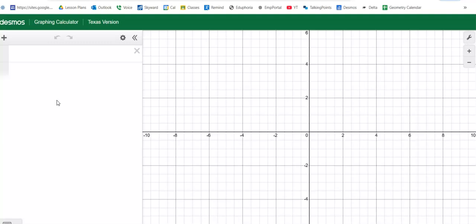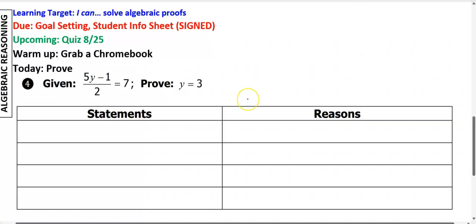Does anyone not know how to use Desmos? Never used it before. Okay, so y'all have had some experience here. So let me show you how to do this. This is number 4 on your assignment you got yesterday. So after the warm-up, you could also copy it on there. That's fine, okay? But I'm showing you this one because this one's kind of tricky.